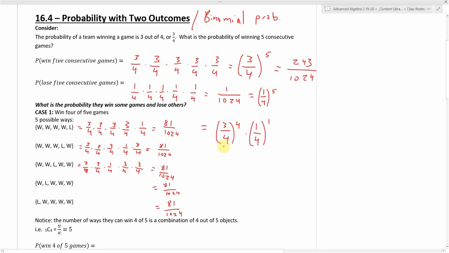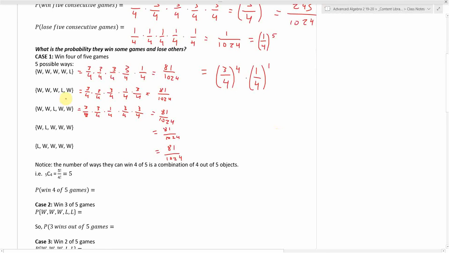So you took the probability of winning and raised it to the power that is the number of wins you're hoping to achieve, and multiplied it by the probability of losing raised to the power that is the number of losses you were expecting. Okay, but when we look at it, there are 5 different ways for that one loss to occur.